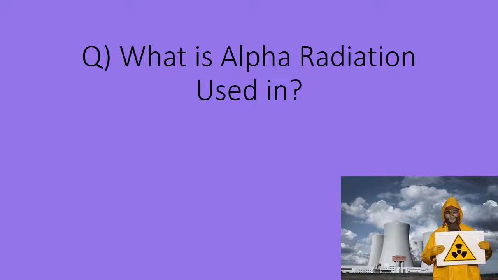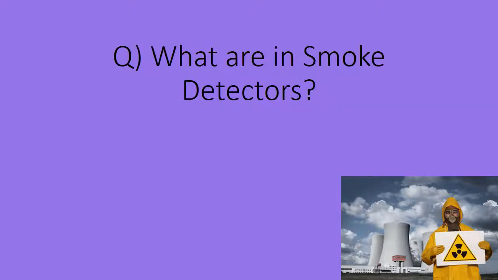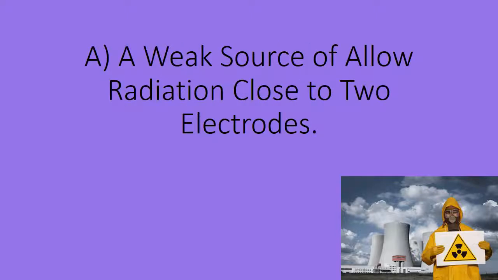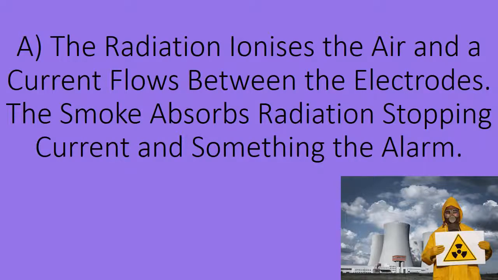What is alpha radiation used in? Smoke detectors. What is in smoke detectors? A weak source of alpha radiation close to two electrodes. How do they work? The radiation ionizes the air and a current flows between the electrodes. The smoke absorbs radiation, stopping the current and sounding the alarm.